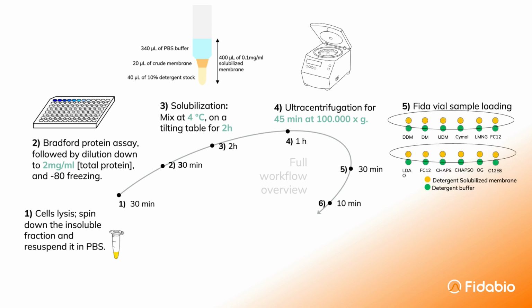5 is the actual FIDA sample preparation, where you need 2 vials for each detergent to be tested. One is the indicator, here marked in yellow, containing the protein of interest solubilized in the desired detergent, for example here 1% TDM. And the second vial is the analyte, containing just PBS buffer with the corresponding detergent.